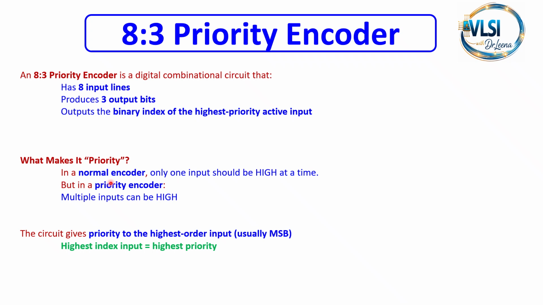In a normal encoder, only one input should be high at a time. But in the priority encoder, multiple inputs can be high. In this case, the circuit gives more priority to the highest order input, usually the most significant bits. Highest index input equals highest priority here. So these are the explanations. I'll give you a few examples so that you will know clearly.